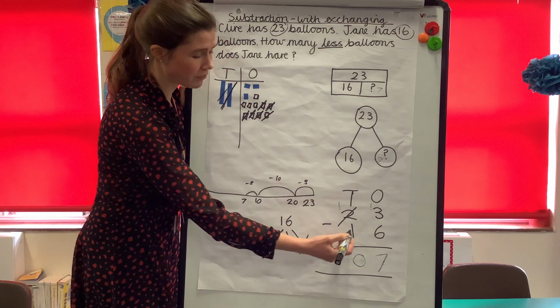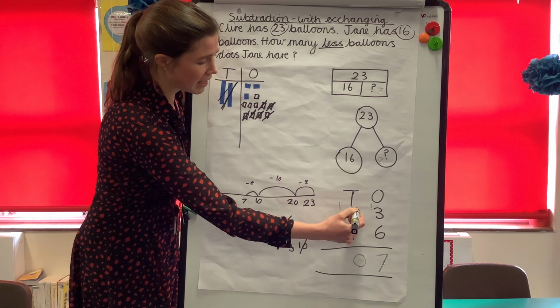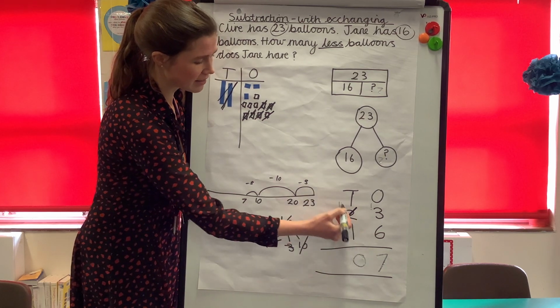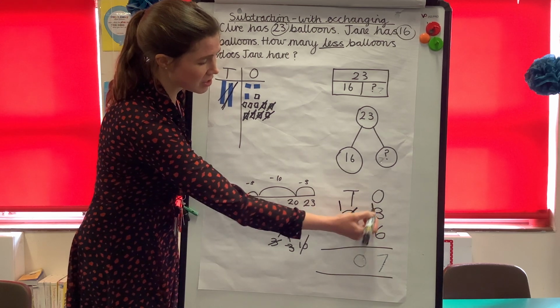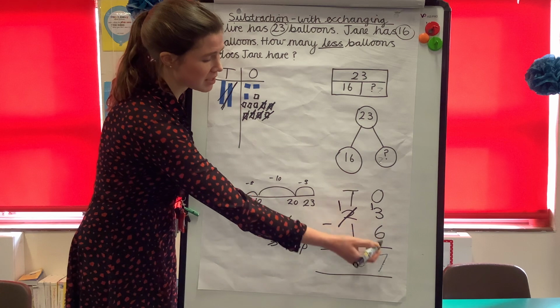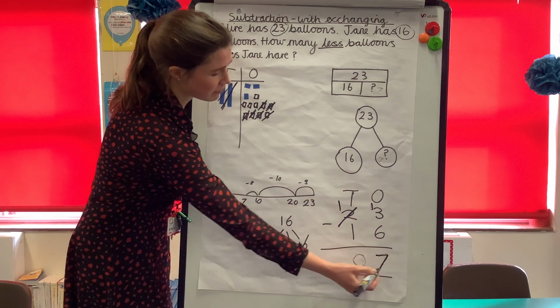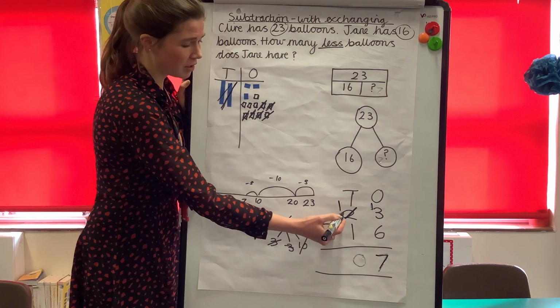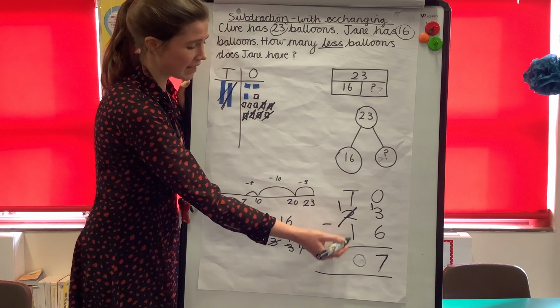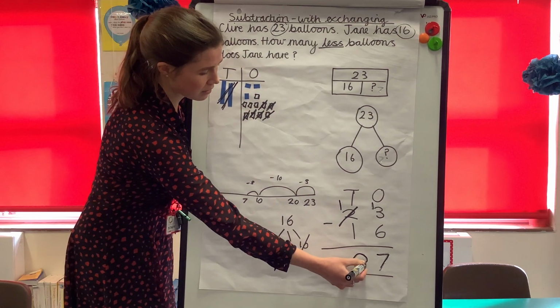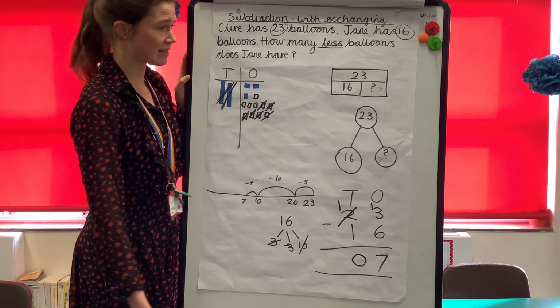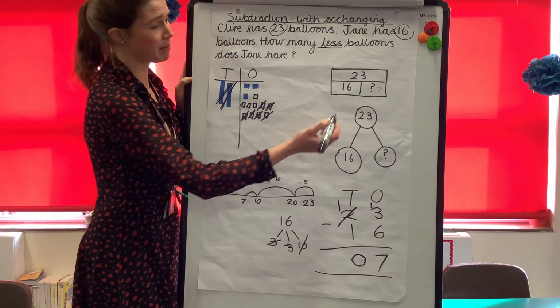And I can show this in my formal written method by exchanging one of the tens from my tens column, so I have 1 left over, and exchanging that for 10 ones. So now I have 13 take away 6, which leaves me with 7. Then I move on to my tens column. 1 ten take away 1 ten, I know will leave me with 0. So my answer is 7, and I can input this into my bar model.